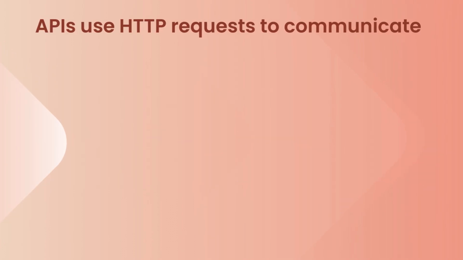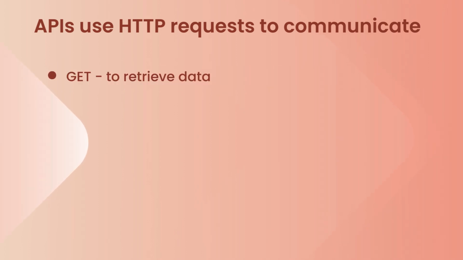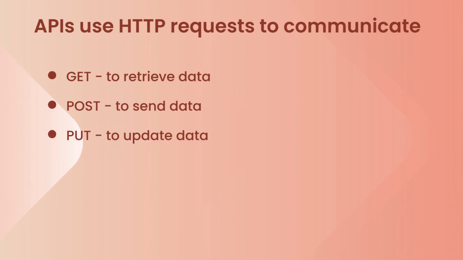APIs typically use HTTP requests to communicate. The most common types of requests are GET to retrieve the data, POST to send data, PUT to update data, and DELETE to remove data.